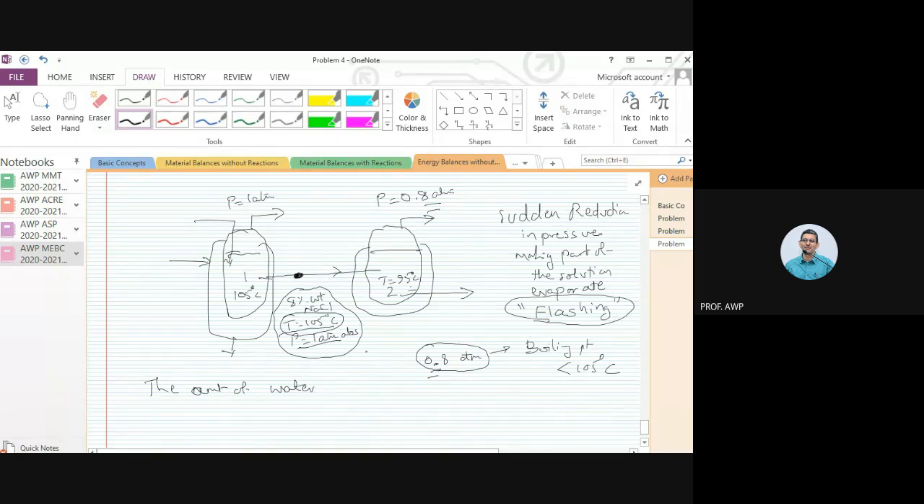So the amount of water that evaporates due to flashing will depend on 1 degree of superheat.